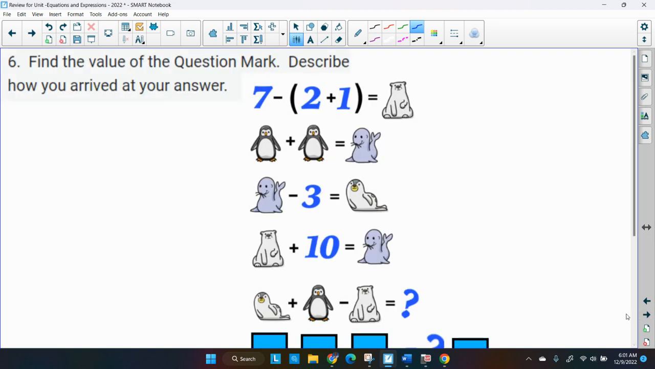Find the value of the question mark. Describe how you arrived at your answer. All right, well, I'll discuss it with you and you can see my work. So we have all these different animals here and we want the question mark at the bottom there.